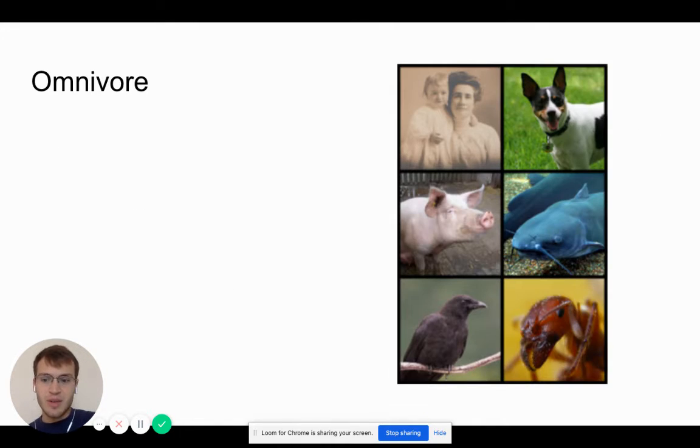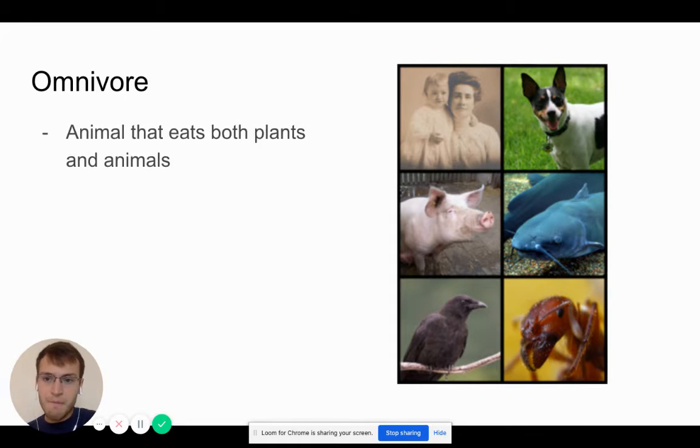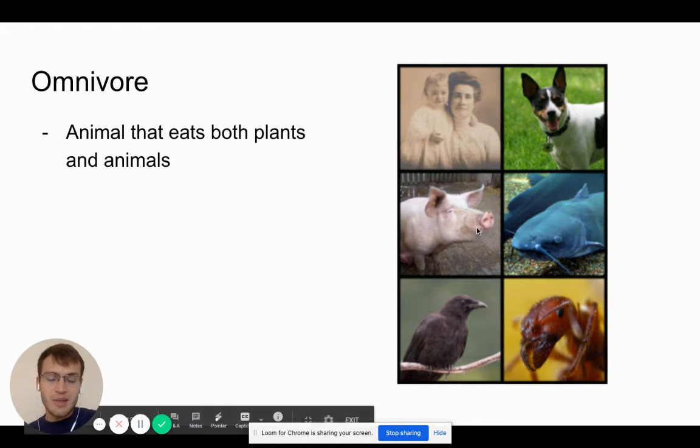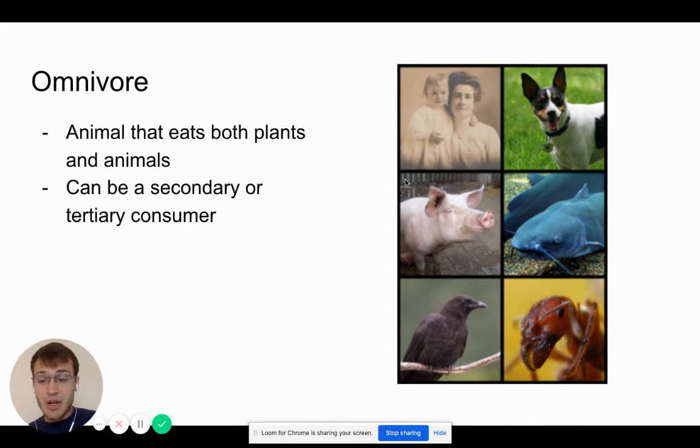And now we're going to talk really quickly about omnivores. So omnivores are animals that eat both plants and animals. So all of these animals right here eat both plants and animals. And omnivores can be a secondary or a tertiary consumer. So if it's a secondary consumer, then it eats primary consumers, animals, and producers, which are plants. It can also be a tertiary consumer. If it's a tertiary consumer, then it eats a secondary consumer and maybe also a primary consumer, which are both animals, and also producers, which are plants.